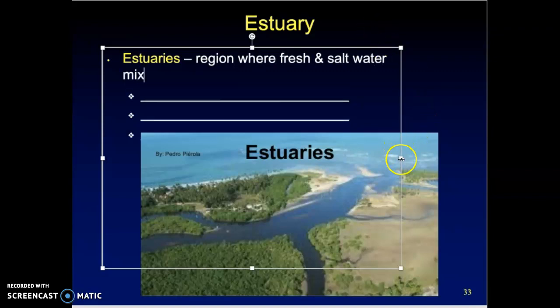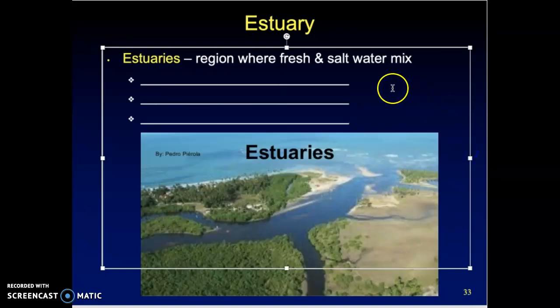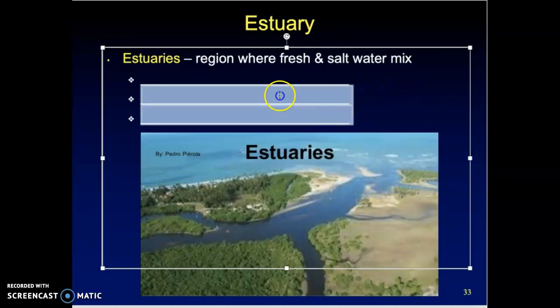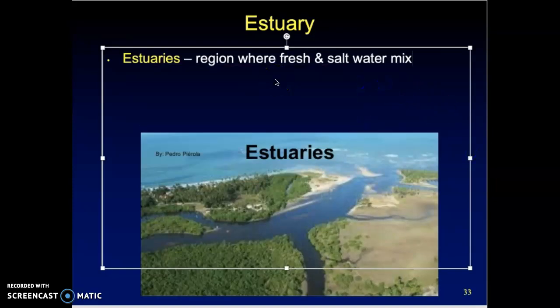So an estuary is a region where fresh and salt water mix. So you have fresh water coming from land mixing or dumping into the ocean, changing the salt concentration, diluting the salt water, increasing the salinity of the fresh water, mixing it up, creating this estuary region. So there is a huge amount of stress in estuaries.